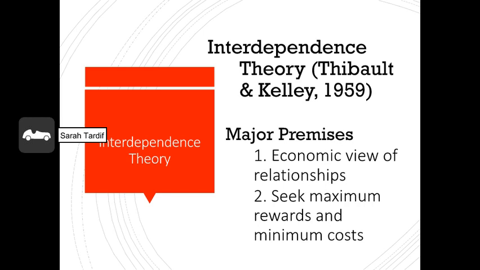So let's begin with interdependence theory by Thibaut and Kelley, published in 1959. This theoretical perspective has enjoyed a lot of attention. A lot of research has been conducted using this theoretical perspective. It's the biggie of all of the social exchange theories. And it really takes a very different stance on adult romantic relationships. It's a very economic view.